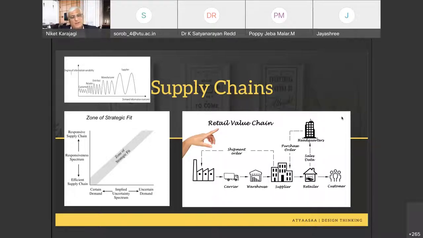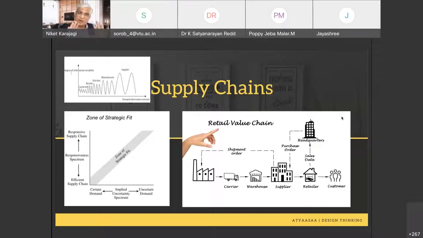Now, efficiency of supply chain can be controlled as long as the market is certain. You can have a standard operating procedure for running your supply chains, and once that is prototyped, that's perfectly fine. But as the uncertainty of demand is imposed on the supply chain, the pressure on responsiveness goes up. And therefore, in supply chain, there is always a trade-off between efficiency and responsiveness, which means the moment you make a supply chain efficient, it becomes less responsive. The moment you make the supply chain more responsive, it's less efficient.